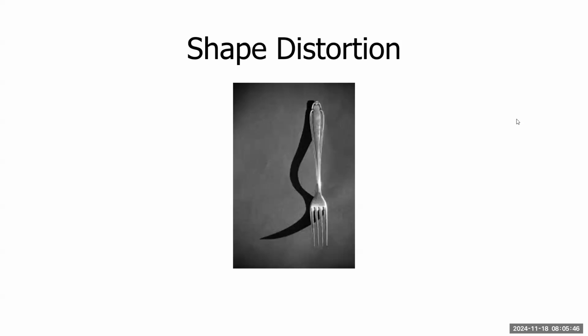So all right, so shape distortion. The shadow of that fork, is that an accurate depiction of the way the fork really looks? No. So it is distorted.